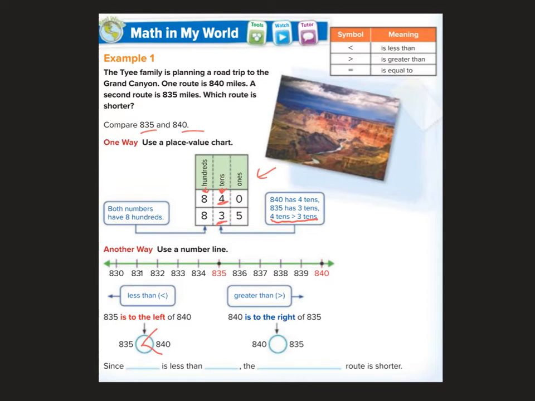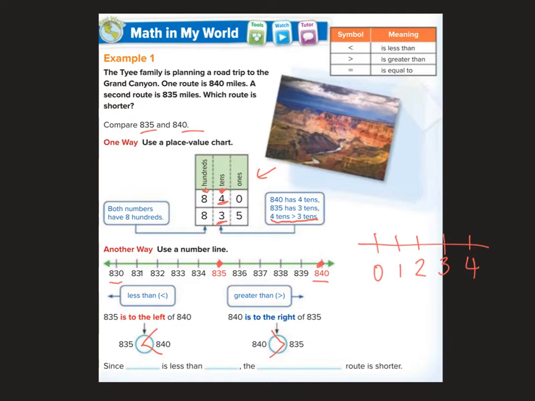Okay, so another way is we can also use a number line. What you'll usually see is they start at 0, 1, 2, 3, 4, and so on. I mean, we don't have to draw all of those numbers, right? Because if I had to go from 0 to 840, that would take me a very long time. So we can just choose a snippet of the number line starting near the numbers that we know. This one starts at 830 and goes to 840. So we know that 835 is here, 840 is here. So because 840 is to the right of 835, then we know it's greater than.